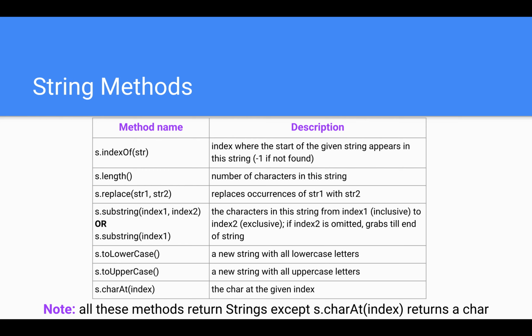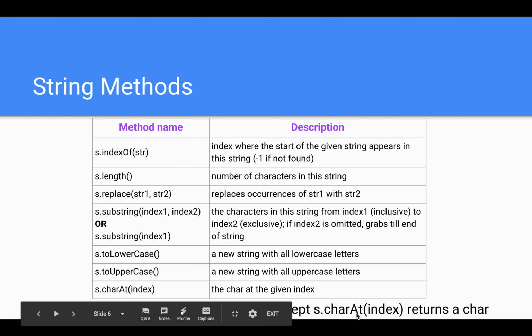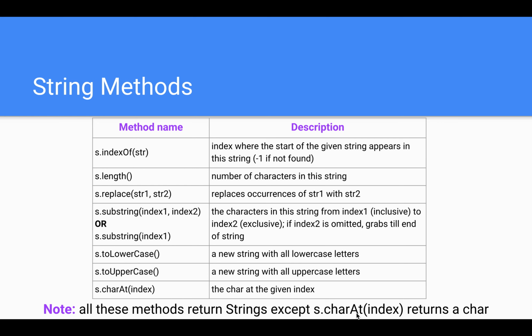s.toLowerCase gives you a new string that's all lowercase letters. s.toUpperCase gives you a new string with all uppercase letters. And s.charAt(index) gives you the character at a given index. And this isn't exactly true: the first two return integers, all the rest return strings, and s.charAt(index) returns a character.